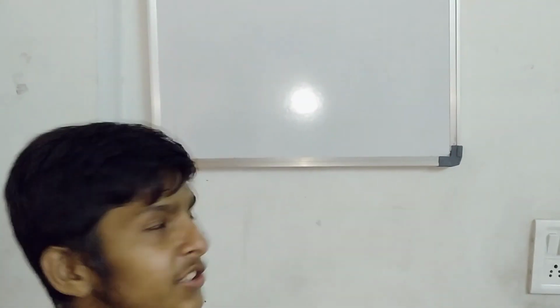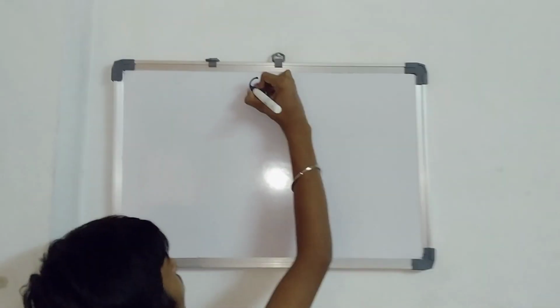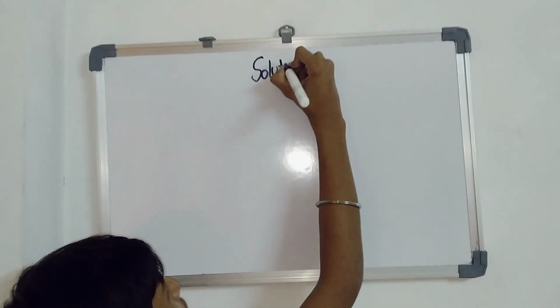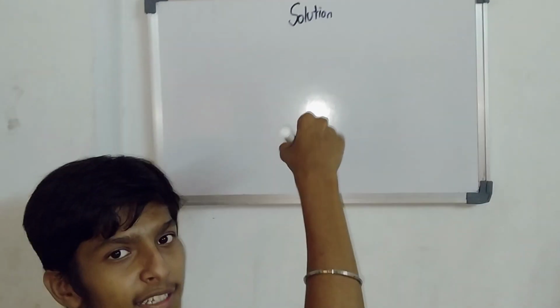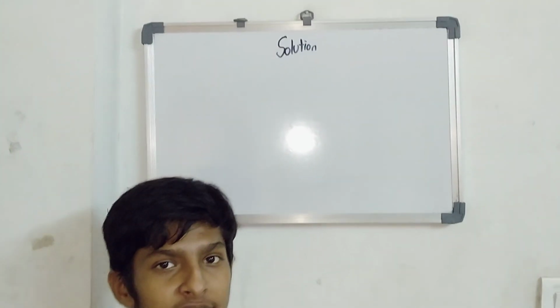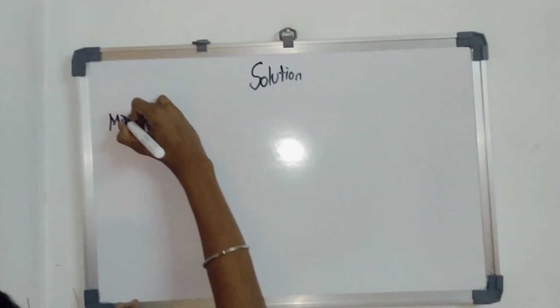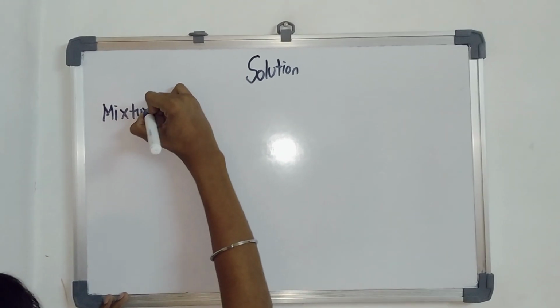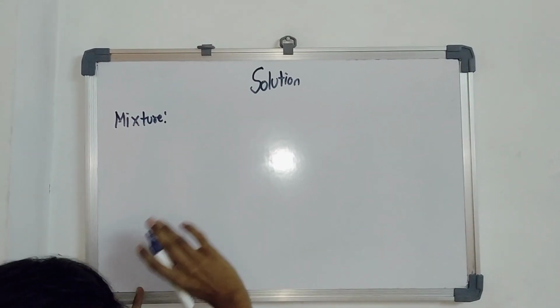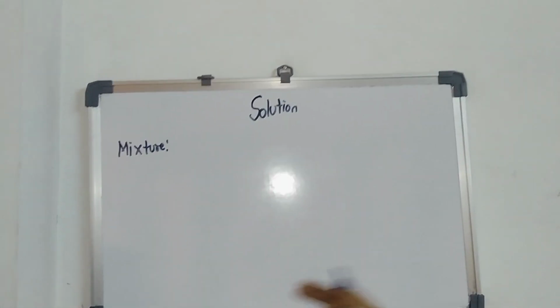Today we are going to start the chapter Solution. Before we look at the solution, first we will know what a mixture is. What is a mixture? Basically, a mixture is a combination of two or more substances.